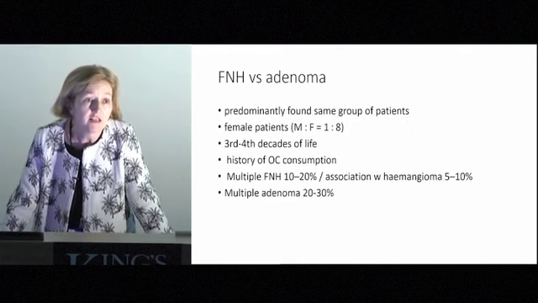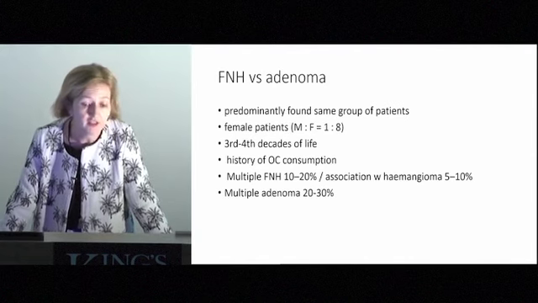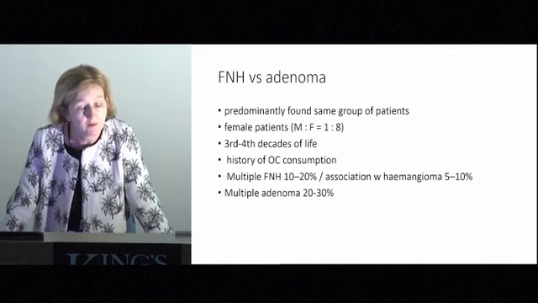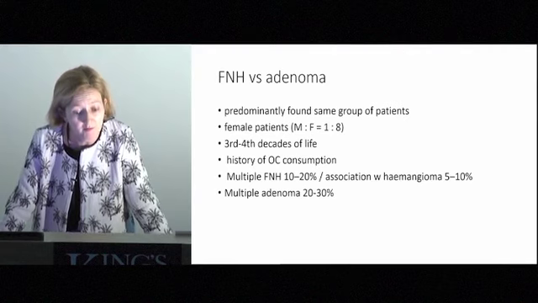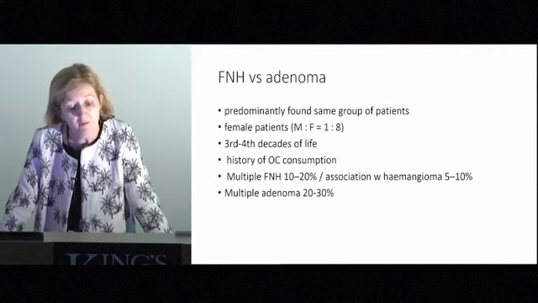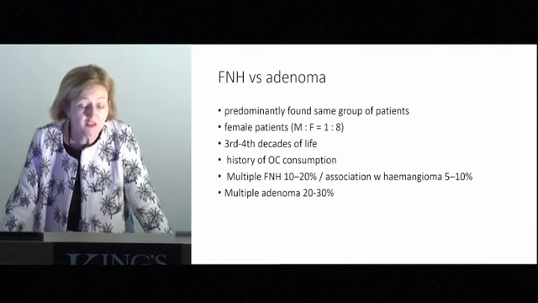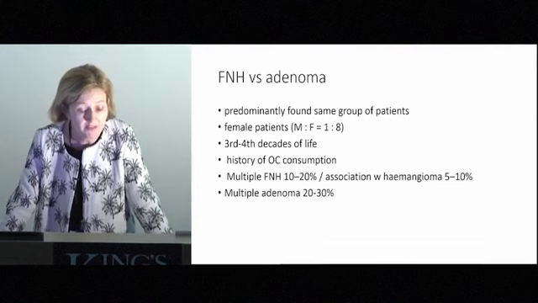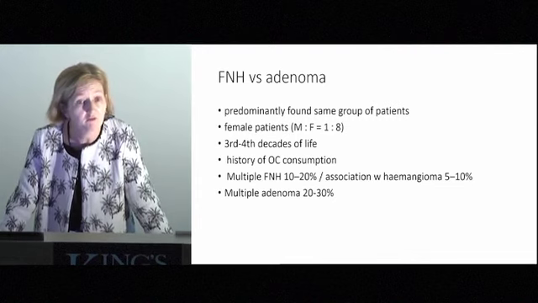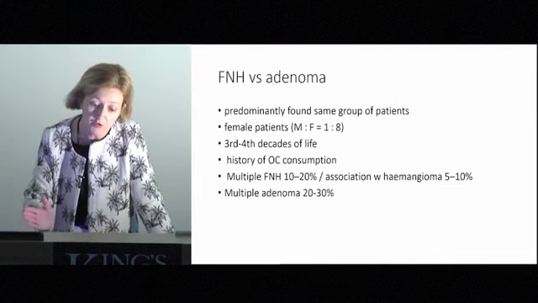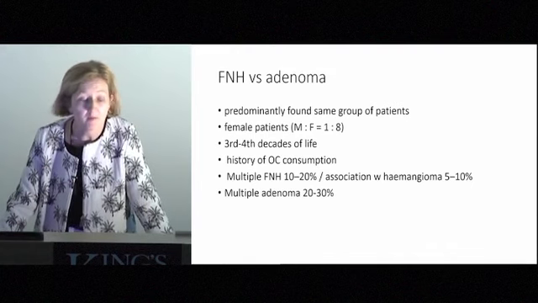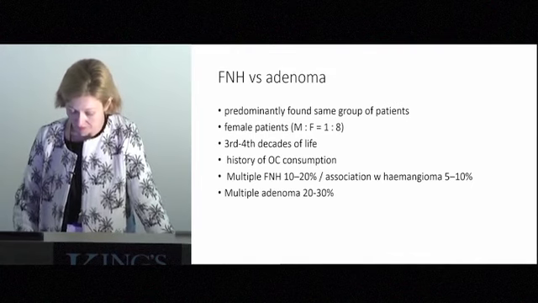The difficulty in differentiating between FNH and adenoma is that they are pretty much in the same group of patients, with predominant female occurrence in the 3rd to 4th decade of life. There may be a history of oral contraceptive pills. The fact that there are multiple lesions is not that helpful because 10 to 20% of FNHs may be multiple, but if you see hemangiomas, then that might veer you towards being an FNH. And you can also get multiple adenomas as well.